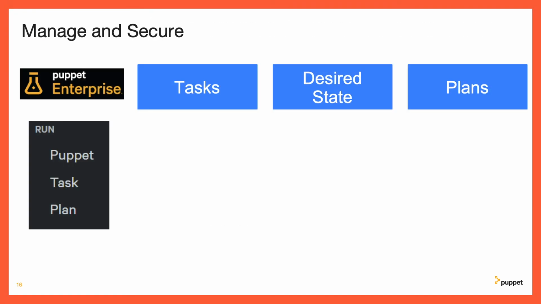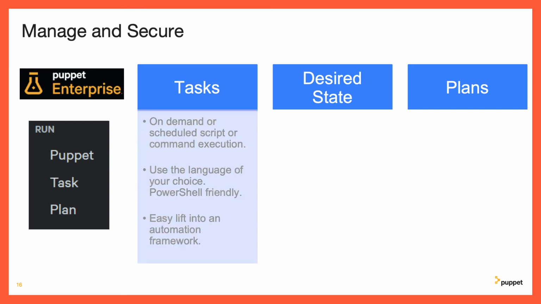So just to give you that general overview, what I covered in the last slide of the various pieces of Puppet here, the three types of automation we're really offering through the Puppet Enterprise platform are tasks, desired state code, and plans. So tasks, again, for on-demand or scheduled script or command execution, they allow you to use the language of your choice. So I can write in PowerShell all day and quickly add it as a task. Same thing if you have a Linux team, they can be writing in Python or shell scripting or whatever they like and bring it in as well.